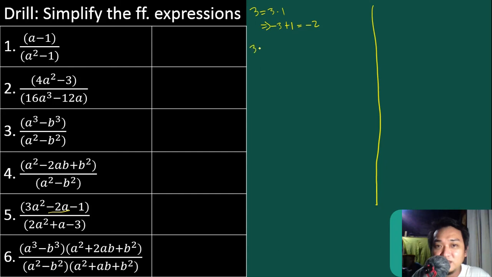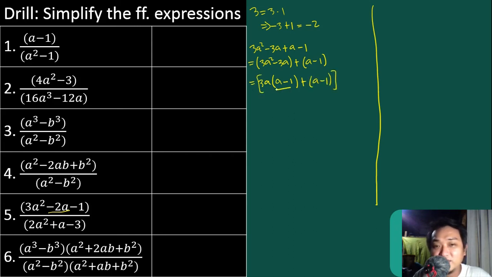So that will be 3a squared minus 3a plus a minus 1. Okay. Now, let us try to group the terms. So we have the quantity 3a squared minus 3a plus the quantity a minus 1. And let us try to remove a common factor on this first quantity. That will be 3a. What is left, yung natira sa loob, is a minus 1, plus the quantity a minus 1.